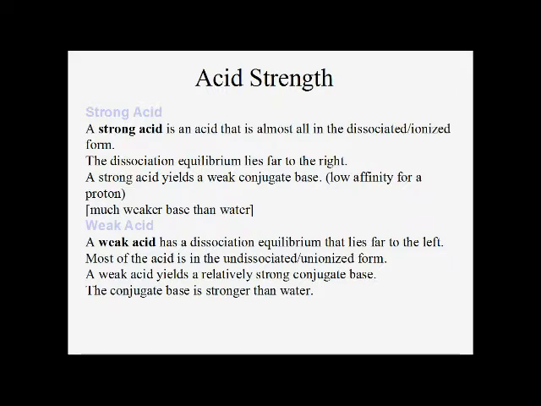We list our acids as either being strong or weak. A strong acid is an acid that will dissociate essentially completely, and generally it dissociates so completely that we can't measure the undissociated component. A weak acid is an acid that only dissociates partially. So it's not a complete ionization, and we can measure an unionized portion of the acid.